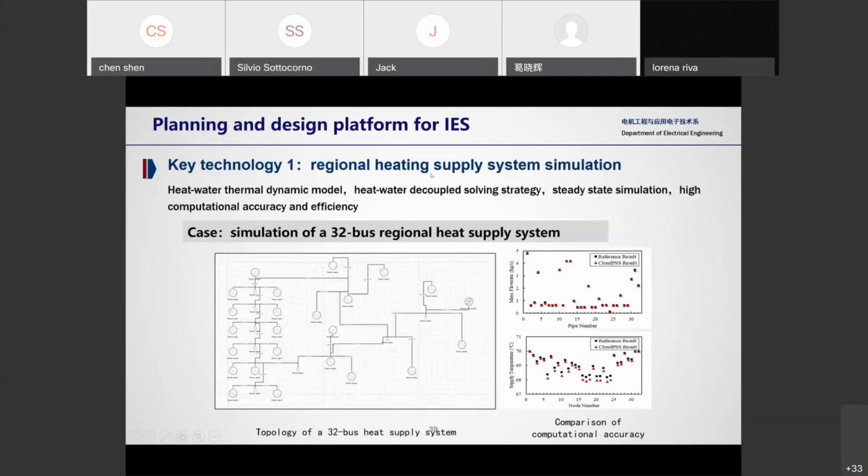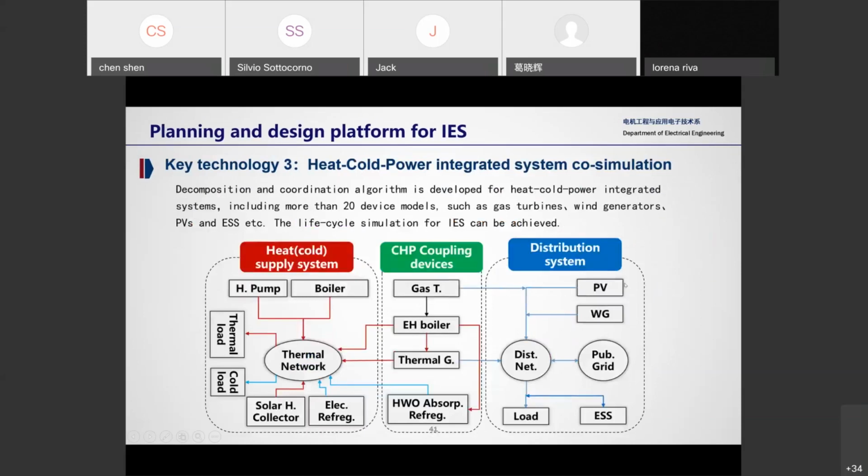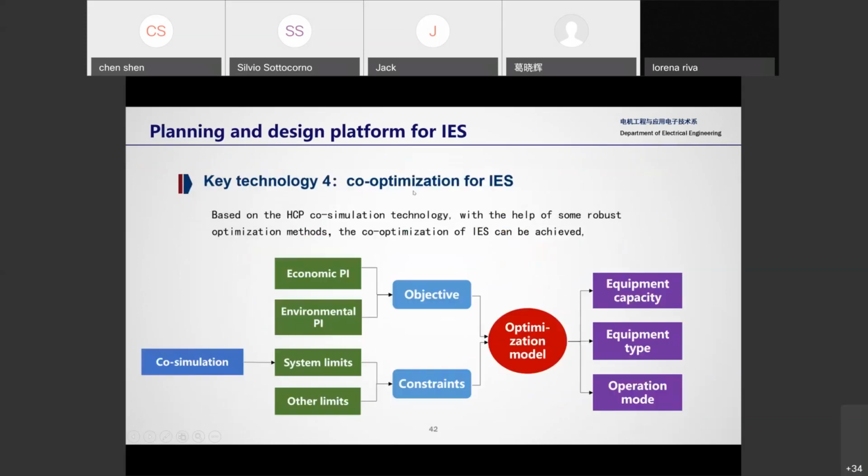In the platform, we developed several key techniques. For example, the regional heating supply system simulation, the thermal load forecast model, the heat cold power integrated system code simulation, and code optimization for IES.